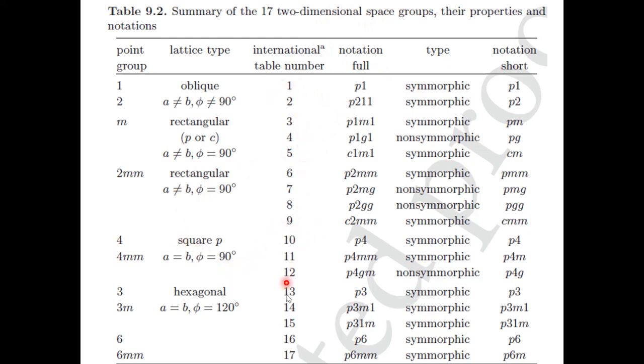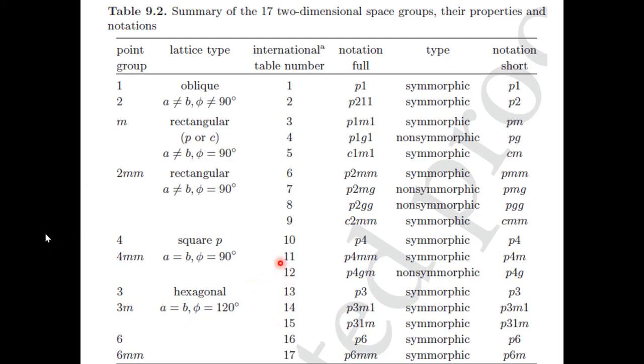They are numbered 1 through 17. They are also contained in the International Tables for X-ray Crystallography. There is a section on 2D space groups. There are two oblique space groups, both symmorphic. There are 1, 2, 3, 4, 5, 6, 7 rectangular. Some are symmorphic and some of them are non-symmorphic. Then we have the square groups and the hexagonal groups.